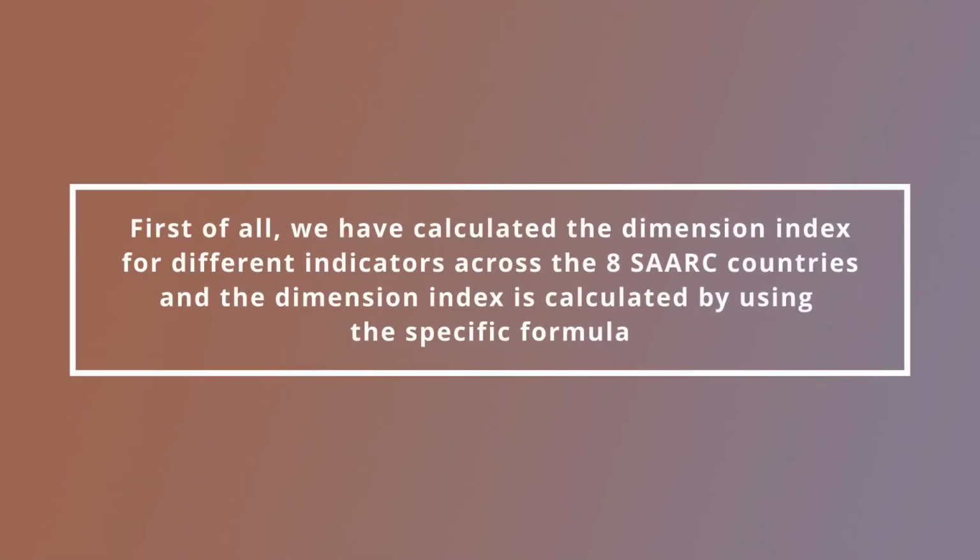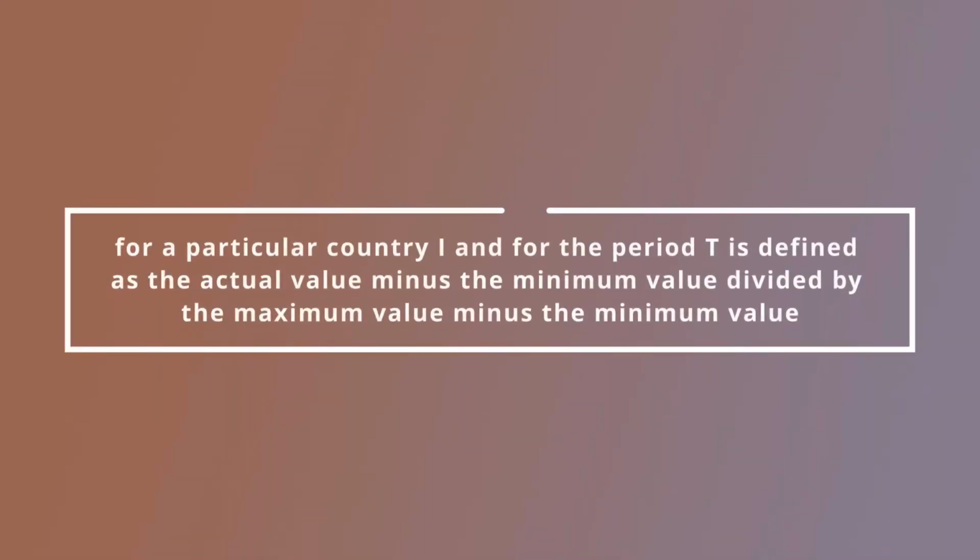Now we come to the methodology of the women empowerment index. First off, we have calculated the dimension index for different indicators across the 8 SAARC countries, and the dimension index is calculated by using the specific formula, where the dimension index of a particular indicator for a particular country i and for the period t is defined as the actual value minus the minimum value divided by the maximum value minus the minimum value. The similar dimension index formula is also used in the Human Development Index, and this is the standard formula for a particular indicator.